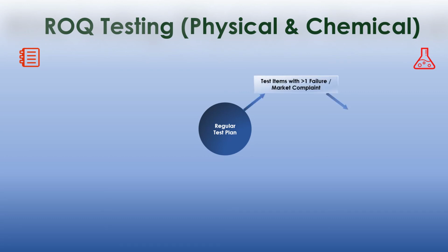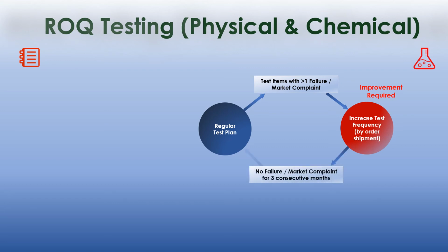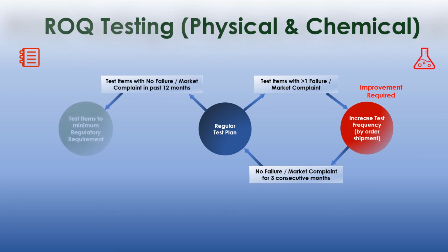The next ROQ is for physical and chemical testing. It starts with the submission of products or material samples for lab testing based on the brand's standard or regular test plan. Test items within this plan that fail or have complaints from the market will result in an increased frequency of testing of that specific test item for that specific product and from that specific supplier. As with ROQ inspection, if no failures or market complaints are experienced within a specified period, the said test item will be brought back to the regular test frequency. Test items that have no failures for 12 consecutive months will only be tested to the minimum regulatory requirements.